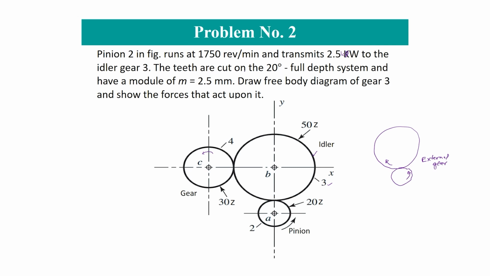So, the teeth are cut on 20-degree full depth system. It means pressure angle is 20 degree, and gear teeth are standard gear teeth, called the full depth, where addendum will equal 1 times module and dedendum will equal 1.25 times module. It is called the full depth system, and have a module of 2.5 mm. Draw free body diagram of gear 3 and show the forces that act upon it.